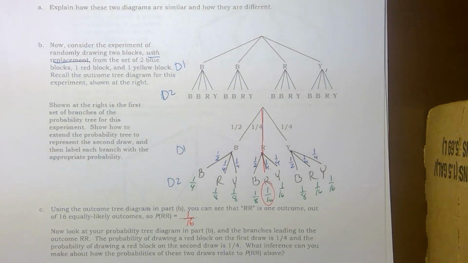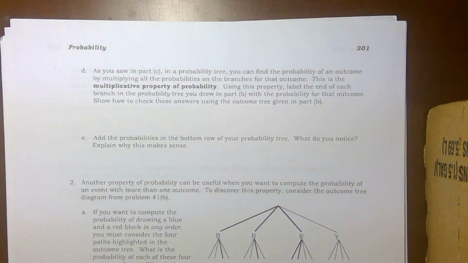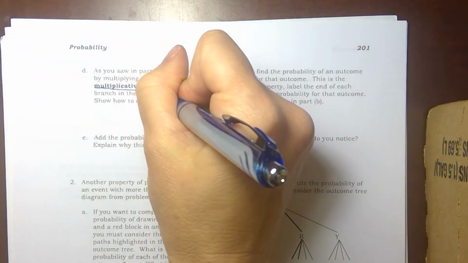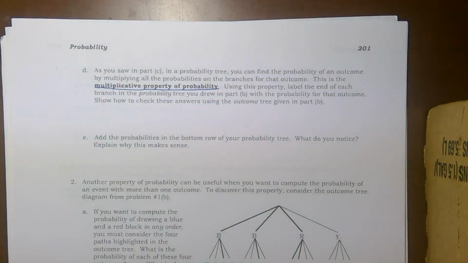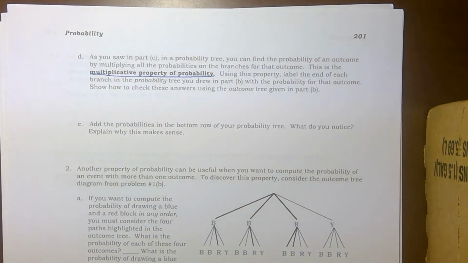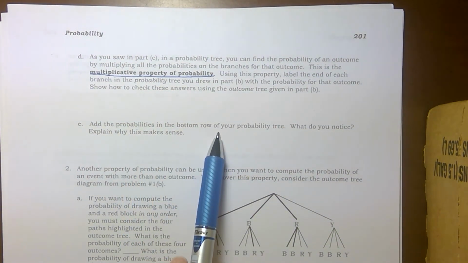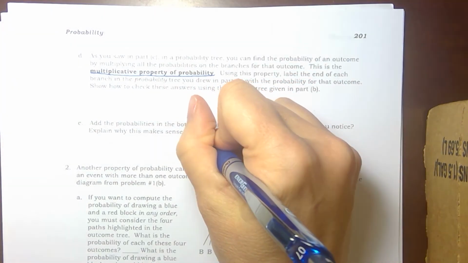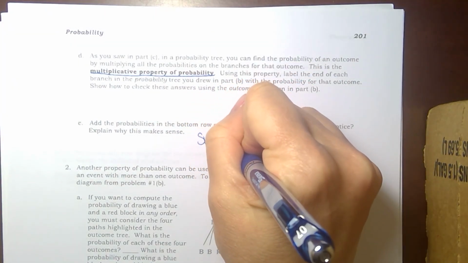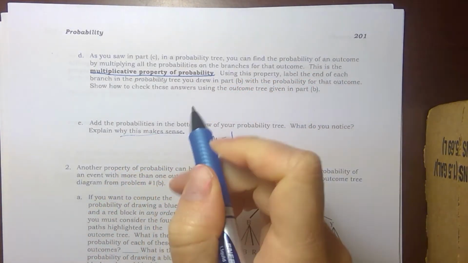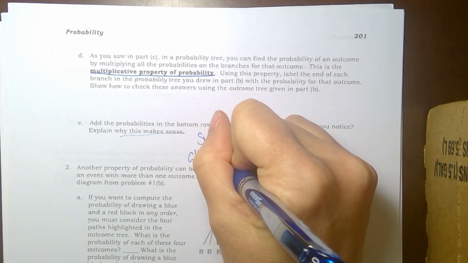All right, let's look at the next page. This tells you that what we have learned is the multiplicative property of probability. When we added the probabilities in the bottom row, we found that the sum is 1, and it makes sense because all possibilities were included.